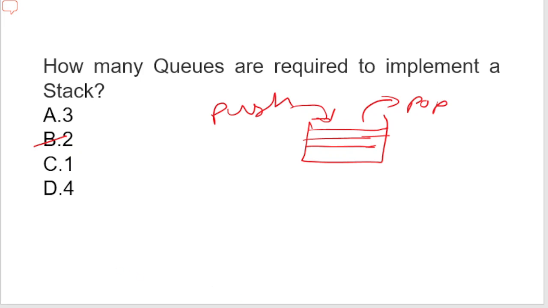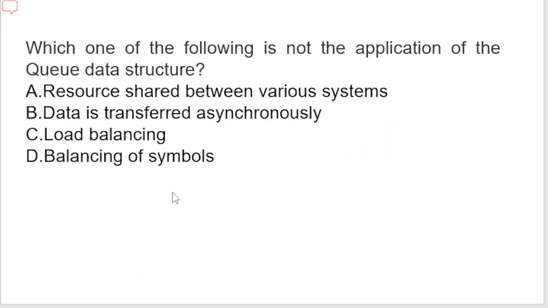Okay guys, next is: which one of the following is not the application of queue data structure? So guys, what it is asking about is the application, and it is saying not the application. Options are: resource shared between various systems, data is transferred asynchronously, load balancing, and balancing of symbols. So D is not the application. A, B, C are the applications of queue.